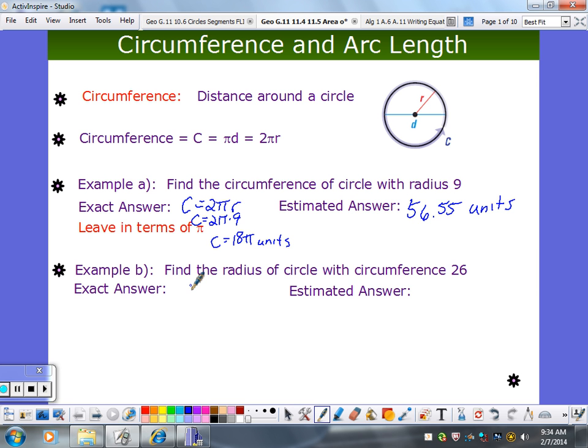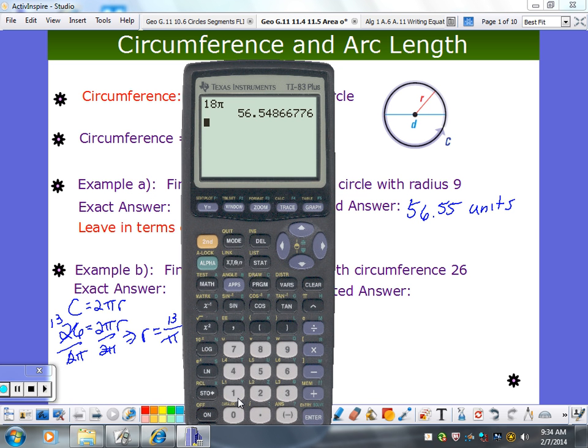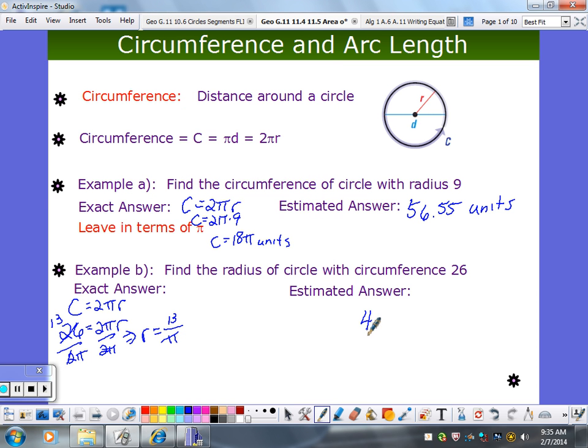So example B, find the radius of a circle with circumference 26. So now you're working a little bit backwards. C equals 2 pi r. This time I know C. So 26 equals 2 pi r. I want to find r, so I divide by 2 pi. And let's see, I can reduce the 26 and the 2, right? So r equals 13 over pi. That's my exact answer. If it says exact answer or it doesn't say round, there it is, 13 over pi. Now if I want an estimated answer to the nearest 10th or 100th, then I take my calculator. 13 divided by pi. To the nearest 100th, I get 4.14. And again, don't forget units, even when they don't say it. That many units. They didn't tell me what they are. Easy.